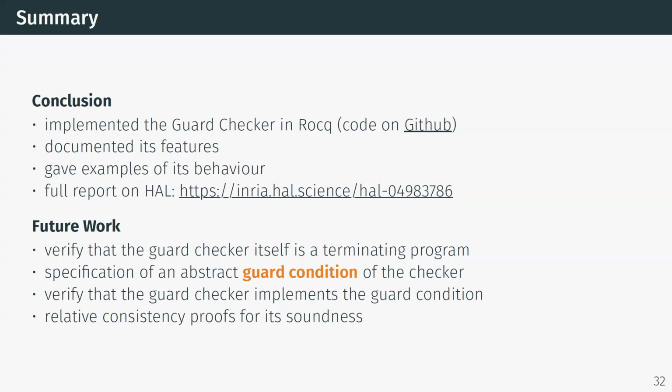And the future work, interestingly, I have to disable the guard checker when writing the guard checker itself in Rocq, because it does beta reduction, which is not clear to be smaller in any way. Future work will be to write an abstract guard condition and verify that the guard checker actually follows this condition. Now you can try to talk about how sound this is.